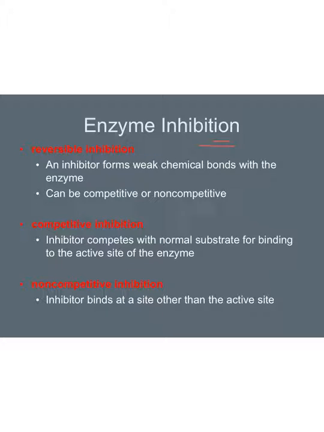And so we can have three different types of inhibitors. We typically talk about reversible inhibition. This is where an inhibitor, or some sort of molecule, is going to bind to that enzyme and prevent it from doing its job, or slow it down from speeding up a chemical reaction. So the inhibitor forms a weak bond with the enzyme, and reversible inhibition can be competitive or non-competitive.